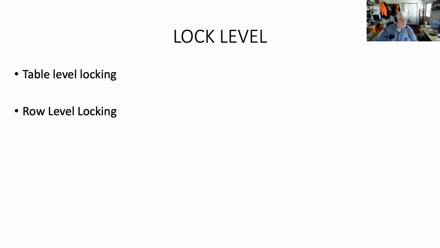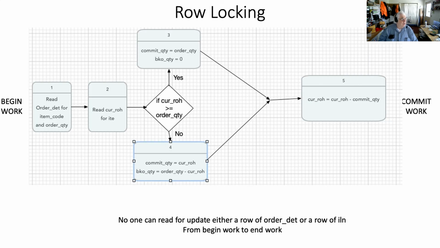The other option is row level locking. With row level locking, you begin work and lock the row that this item code is on, and we lock the ILN table for that item code, and then we go over here and write stuff back to them and commit work. But during that whole time, we've only locked the rows for that item code and that item code for that row of the order, and for that item code in the item master.